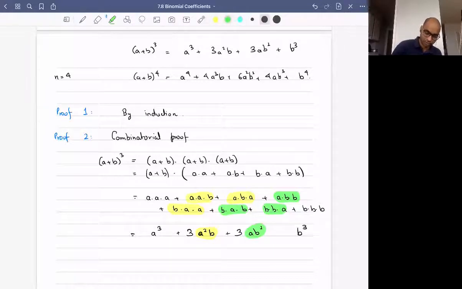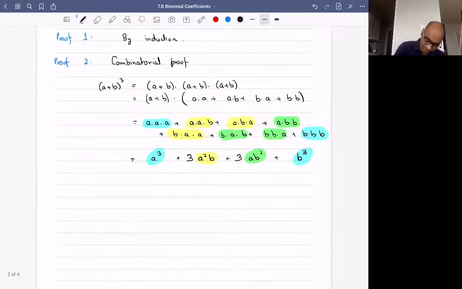And for B cube, I only get this. And for A cube, I only get that. So both of these have coefficients 1 in front of them. We don't usually write 1 in polynomials. We just leave it empty, and it means that the coefficient there is 1. Claim that this 3 that we are seeing is actually 3 choose 1.